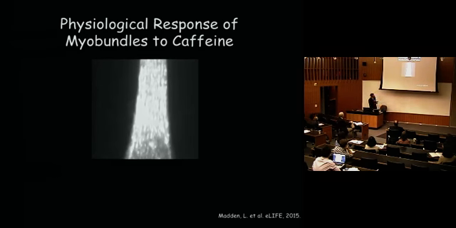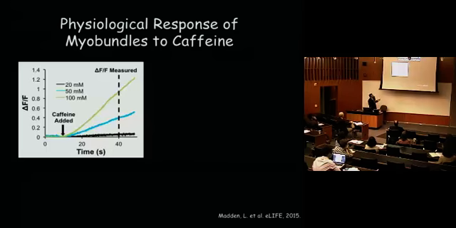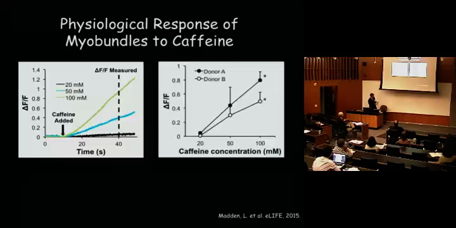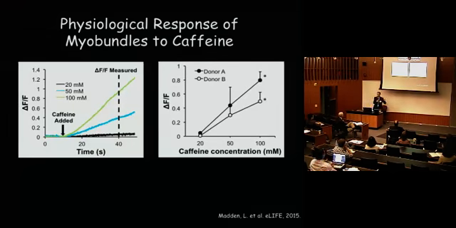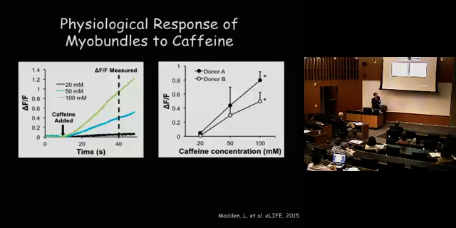This is an example of that, and this is the same thing showing the increase in calcium, as well as force of contraction with application of caffeine, and multiple donors, because for all of the experiments we do, we usually use at least 3 or more donors to confirm that this is not an individual response, but rather more of a group response.